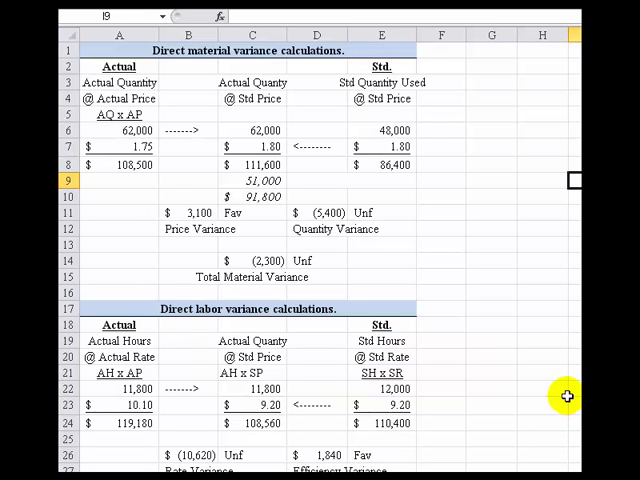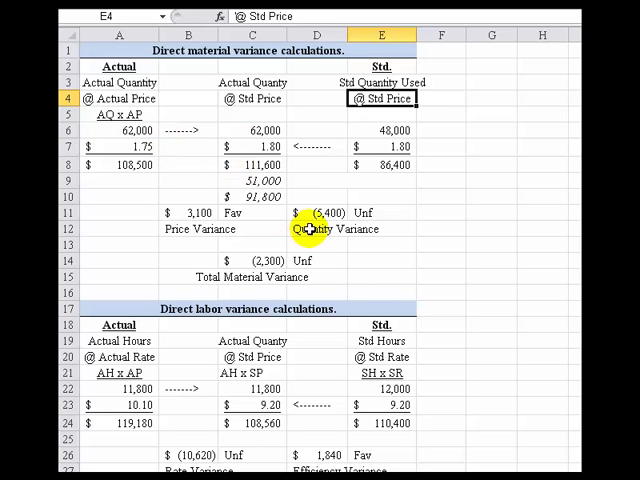And I'm going to go back and forth between two pages in Excel, but you have it on the screen there in front of you. All right, so what I like to do is lay this out this way. Actual quantity times actual price goes on the left, and standard quantity used at standard price goes on the right. And then we move the values across.